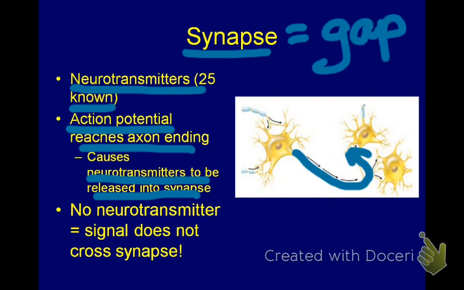the synapse. The neurotransmitters carry the message to the next neuron, and then the action potential moves through that neuron, and so on and so forth. It's very important to know that if there is no neurotransmitter, then the signal cannot cross the synapse. That signal will be interrupted.